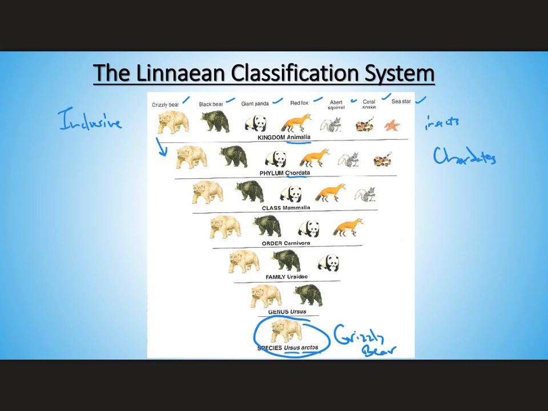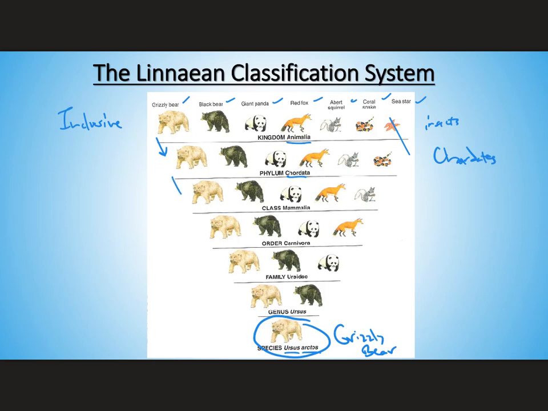Chordates, you can kind of think of it, they have a spinal cord, right? They have a nerve cord in their body. And so with that, we can eliminate the sea star, right? Because sea stars don't have one of these type spinal cord type things. But it would still include this phylum Chordata would still include all these other organisms.